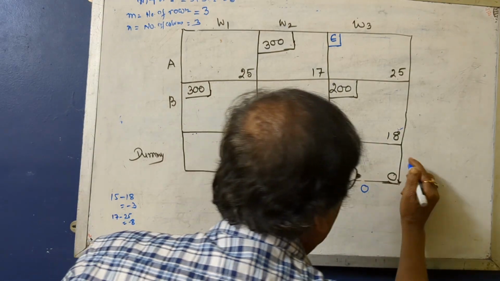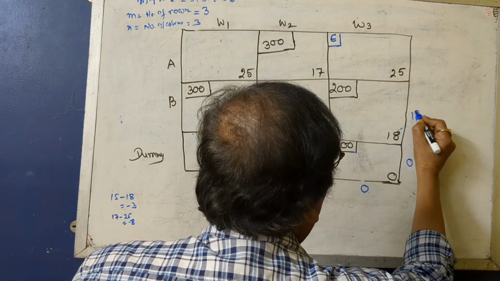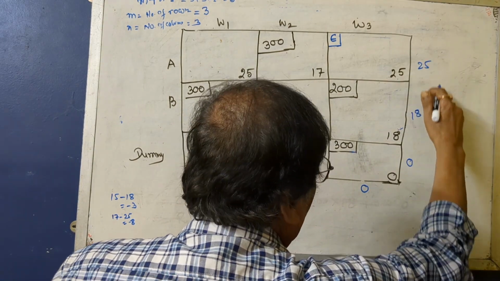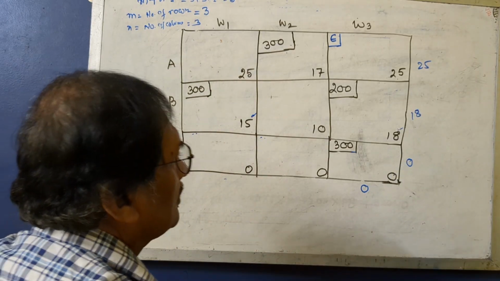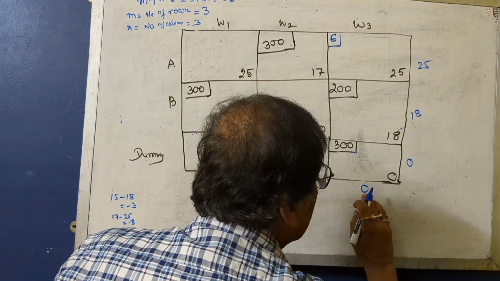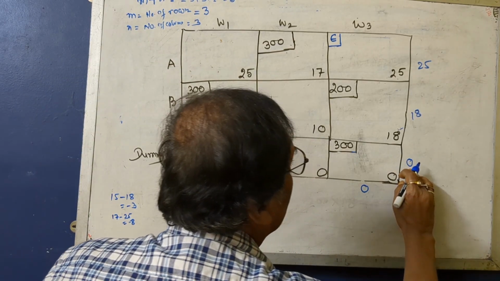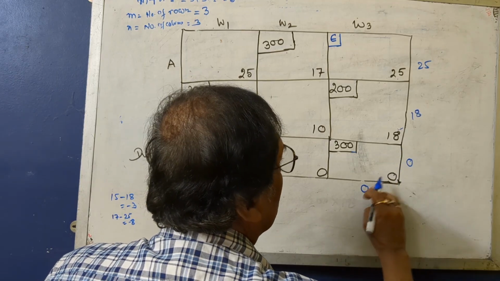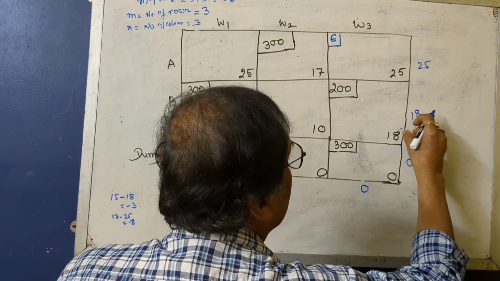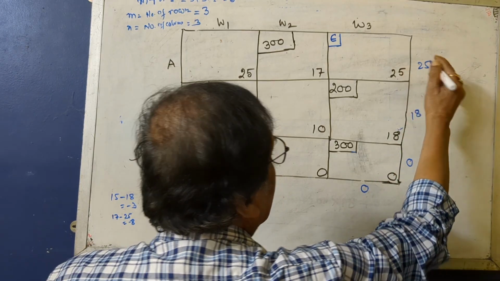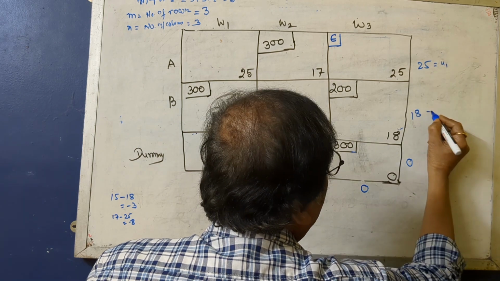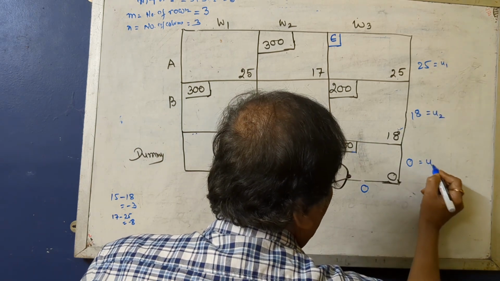As it is 0, straight away I put 0, 18 and 25. I've got all this very easily. Why? With the help of 0, if you add 0 to any other value, you will get that value. That's why 0 plus 0 is 0, 0 plus 18 is 18, and 0 plus 25 is 25. That's why this is U1, this is U2, and this is U3.